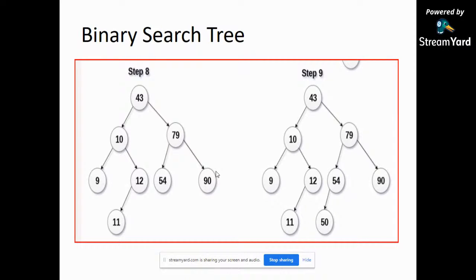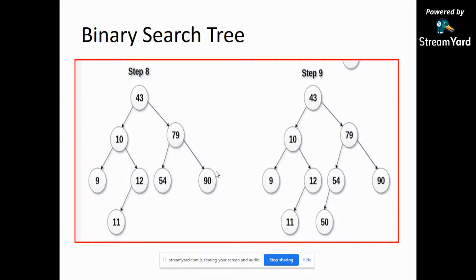Next is 9. 9 is less than 43, so we'll visit 10. 9 is less than 10, so again we'll insert 9 to the left of 10. And at last, 50. 50 is greater than 43, so we'll go to the right. 50 is less than 79, so we'll go to the left. 50 is less than 54, so again we'll go to the left and insert the node here.